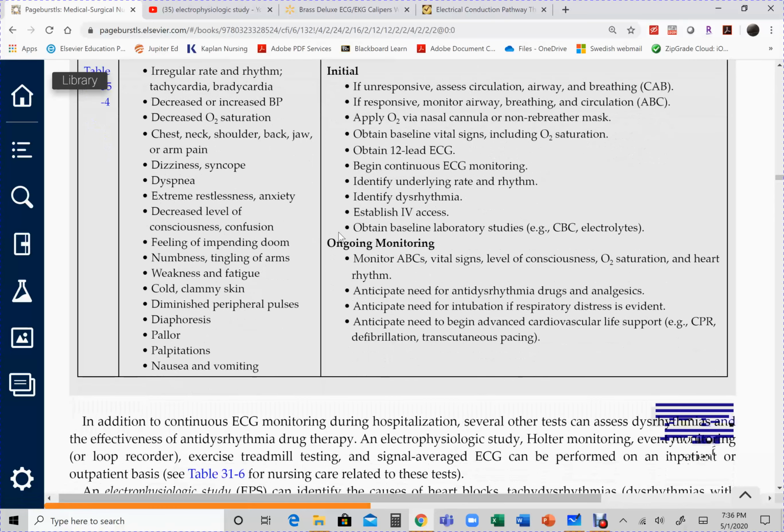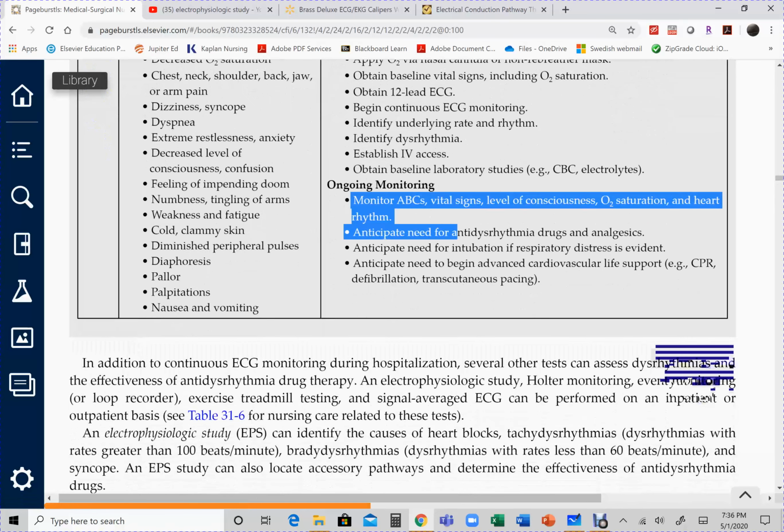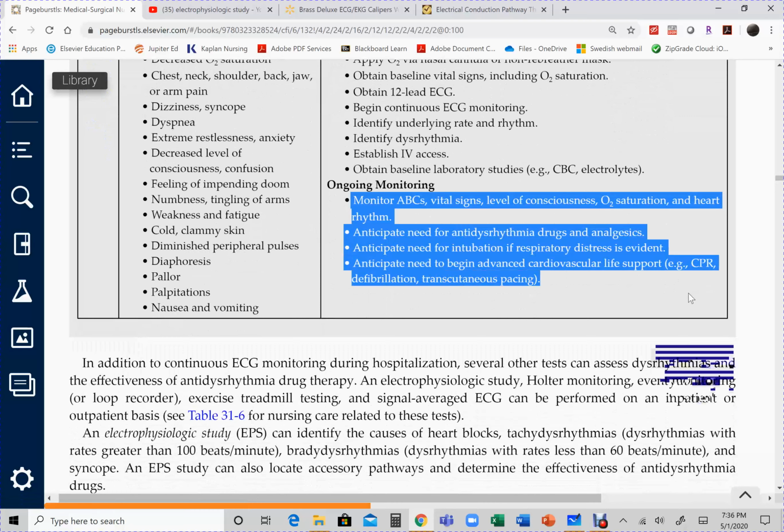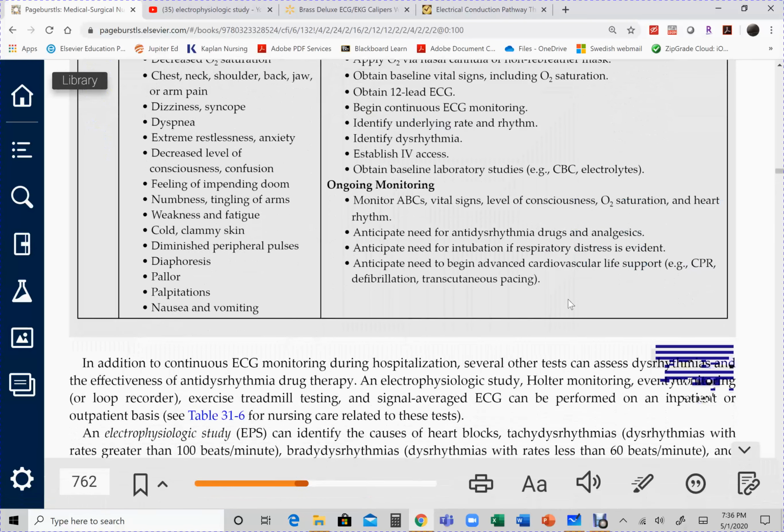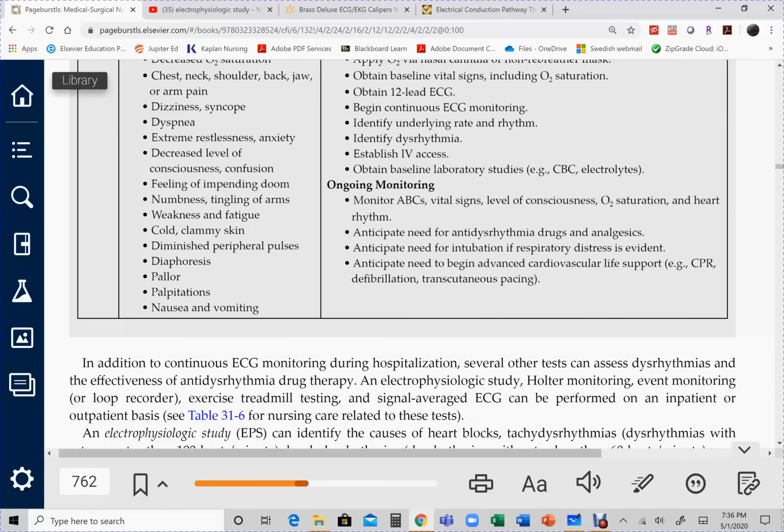Alright, and then of course, regardless of dysrhythmia, the ongoing monitoring is also the same, except maybe this part here, as long as the patient stays hemodynamically stable, meaning they don't have a really serious dysrhythmia. The serious ones are typically SVT, V-Tach, definitely Vfib, or if you have complete heart block. Okay, those are the really serious dysrhythmias.